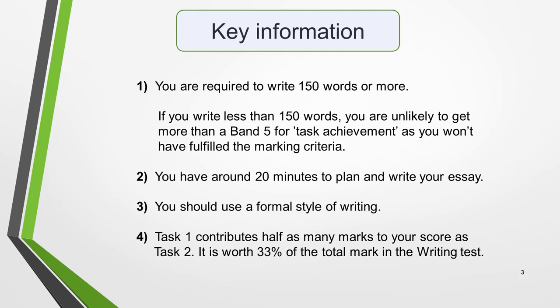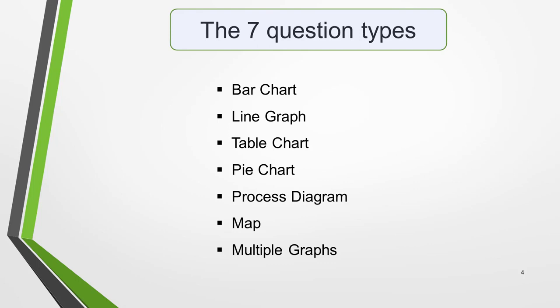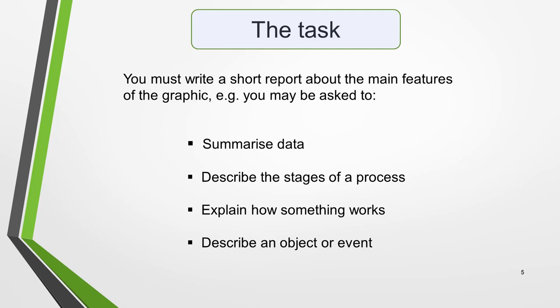Now on to an overview of Task 1. You'll be presented with one of these graphics: a bar chart, a line graph, a table chart, a pie chart, a process diagram or a map. You could also get a question that includes 2 different types of graphics, for example, a bar chart and a table, or a line graph and a pie chart. These are called multiple graph questions. For the task, you must write a short report about the main features of the graphic. So, for example, you may be asked to summarise data, describe the stages of a process, explain how something works, or describe an object or event.